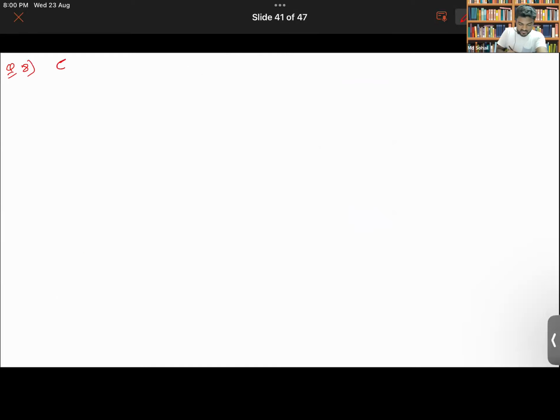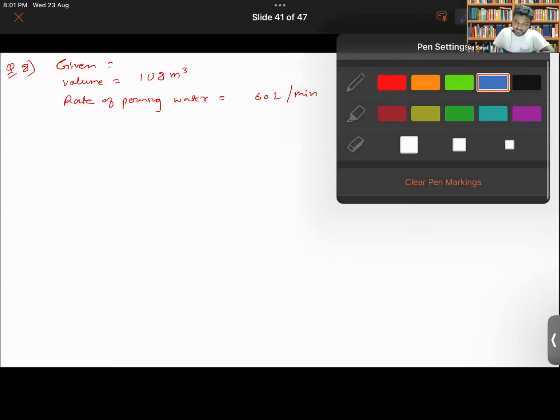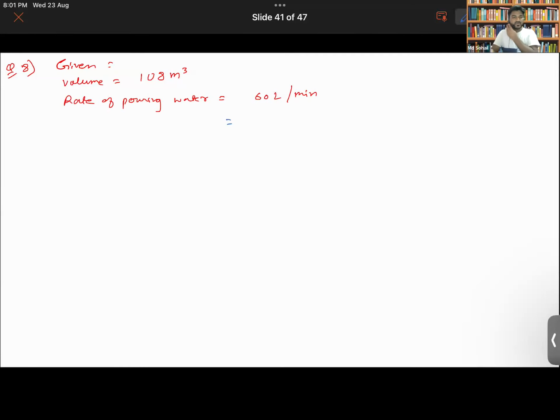Now, what are the things given in the question, guys? The rate is given. First, write the volume. Volume was 108 cubic meter, right? And then what else was given? The rate at which it was filling: the rate of pouring, 60 liters per minute. So you will first convert it.